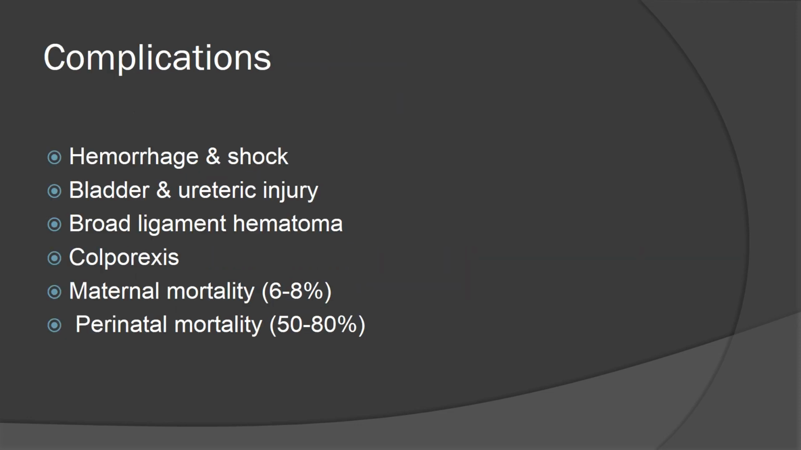Complications are mostly due to resulting hemorrhage and shock. Depending upon the extension of the rupture, there can be involvement of the bladder and the ureter. Extension and involvement of the uterine vessel may lead to broad ligament hematoma. Sometimes the attachment of the uterus from the vault of the vagina is torn, what we call colporrhexis.